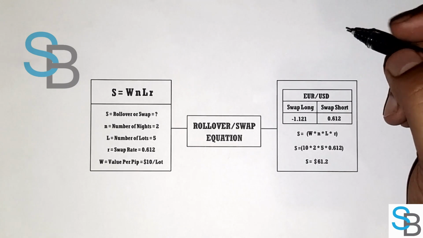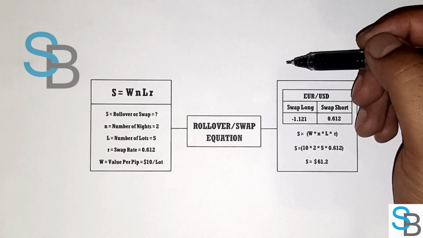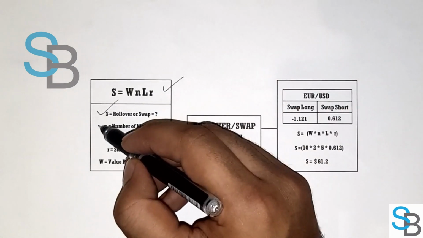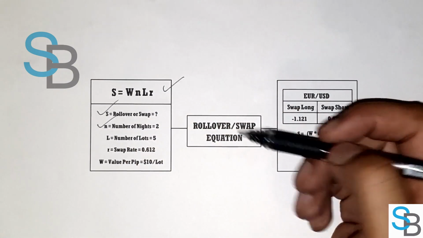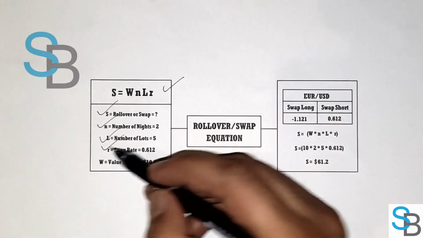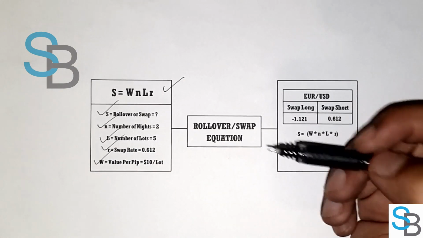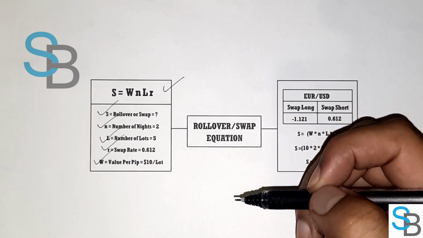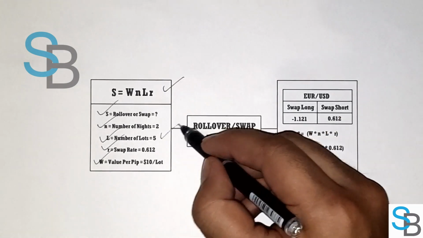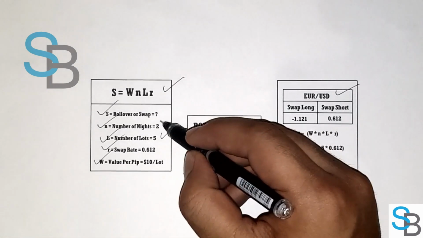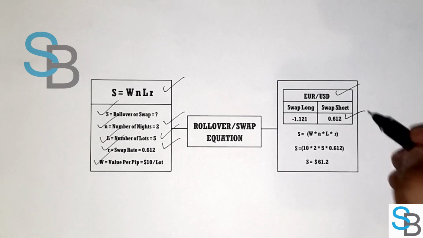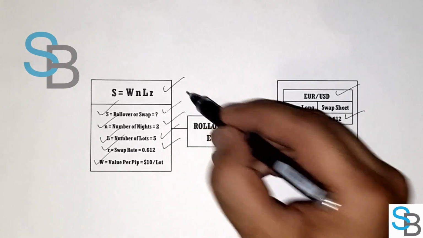Now we come to the equation used to calculate rollovers or swaps. In our equation, S is the rollover or swap we want to calculate, N are the number of nights we will hold our currency pair, L is the number of lots we want to trade, R is the swap rate, and W is the value per pip for one lot of the currency pair we're trading. Let's do an example to clarify this. Let's say we want to hold 5 lots of the Euro USD for 2 nights at the swap rate of 0.612, which you can also see here. What is the rollover or swap we would earn?